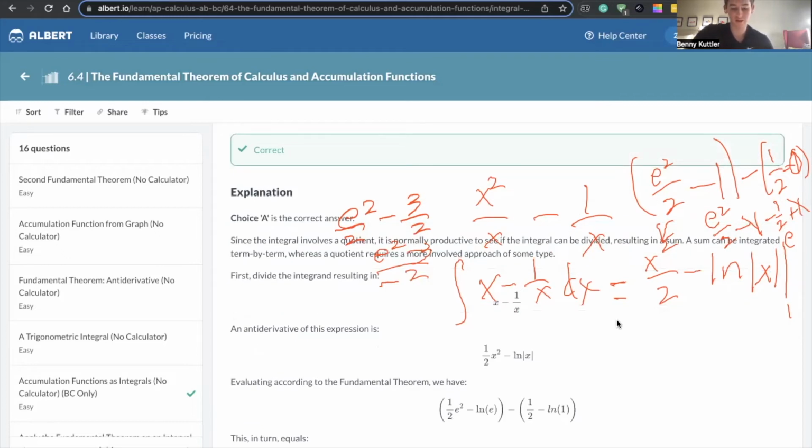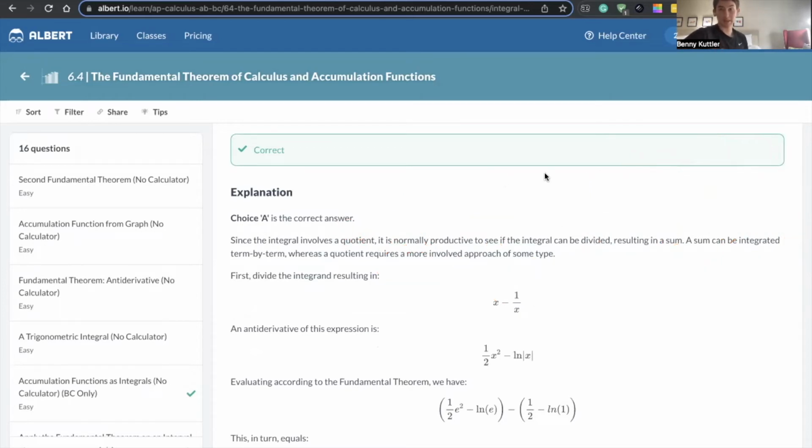And it's right. So that's just an example of a definite integral, finding the area under the curve without approximating, finding the actual answer. And I think this is easier than doing a bunch of rectangles, but that's up to preference.